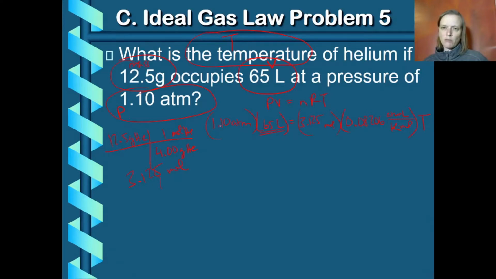So if I do 1.10 times 65, I get an answer of 71.5 atm times liters. And on this side of the equation, if I multiply my two number values together, I get 0.25644 if you round it off. And my units there, my moles, cancel out with moles, and I'm left with atmospheres liters per Kelvin.